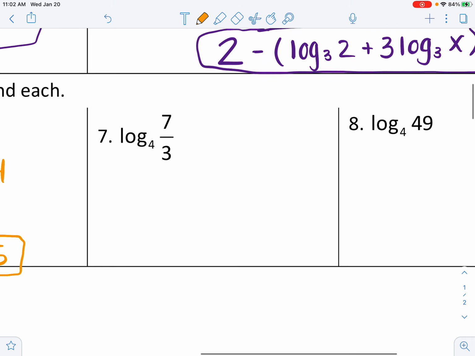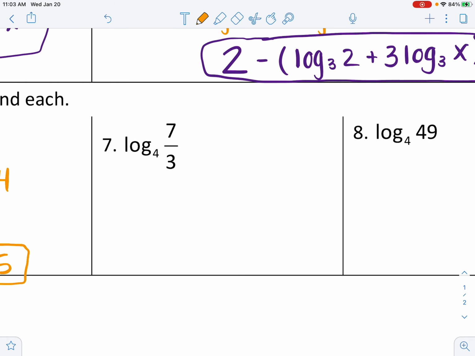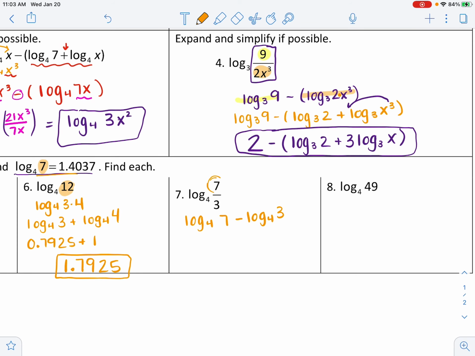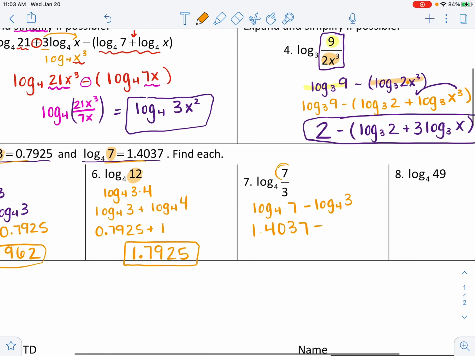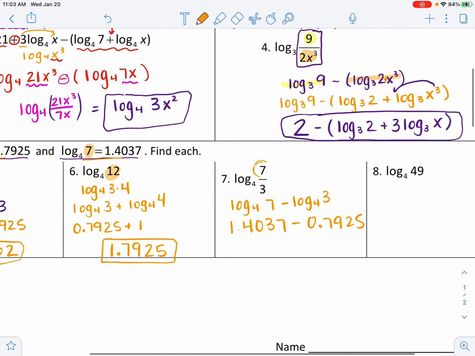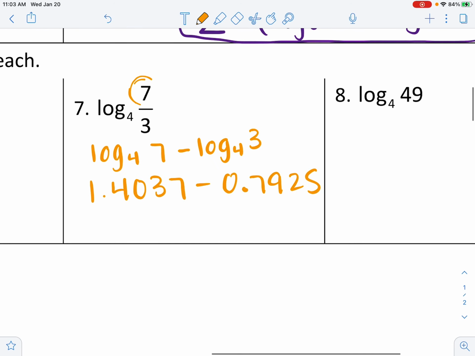All right, looking at the next one, we already have it in just 7s and 3s. Next thing I'm going to do is expand it. So because it's division, this becomes subtraction. Log base 4 of the numerator comes first, minus log base 4 of the denominator, which is 3. We're going to plug in what we know. Log base 4 of 7 is 1.4037 minus log base 4 of 3 is 0.7925. Subtract those two, and you should get 0.6112.